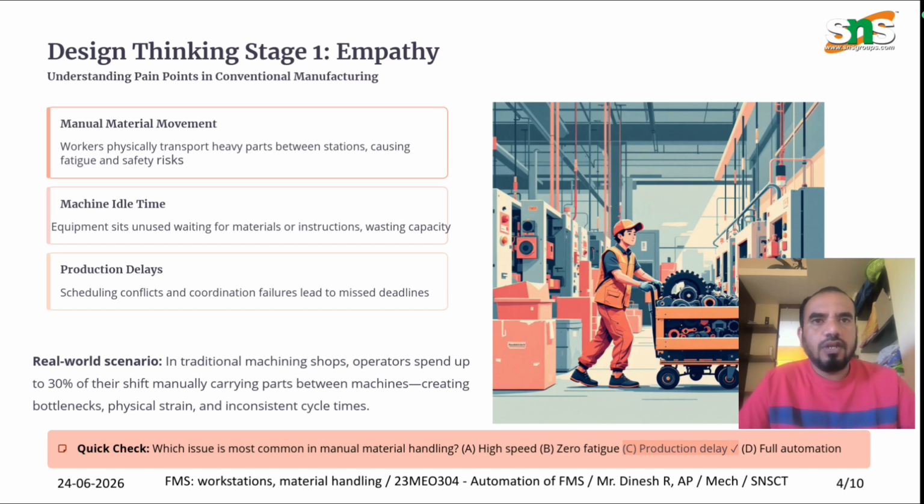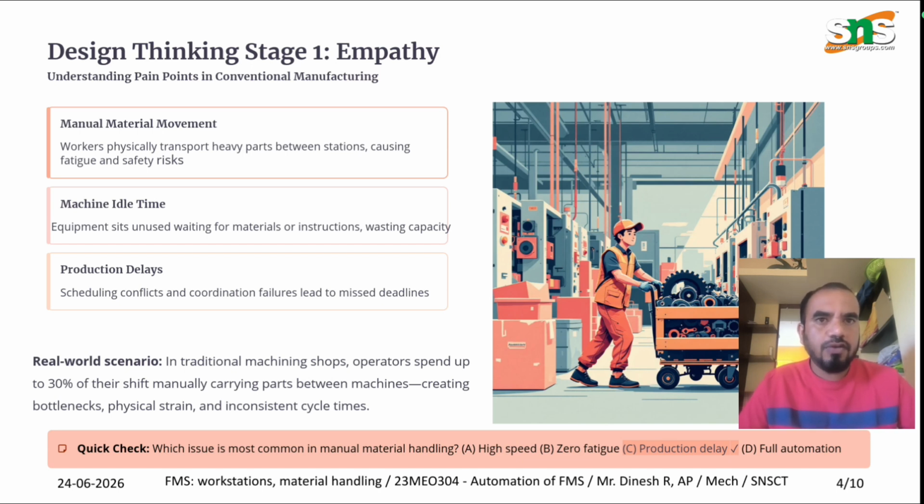Okay, so in a previous video, we saw the core components of FMS. That means we have seen the four main components. So now we are going to see the pain points of these components in FMS. Okay, so to understand, take the point of a conventional manufacturing system.